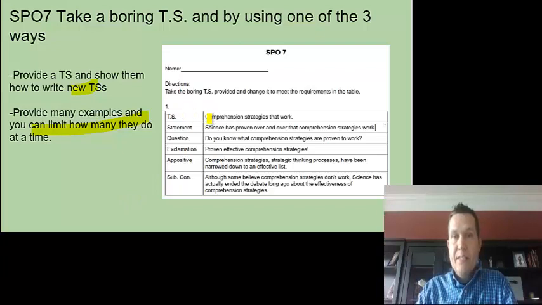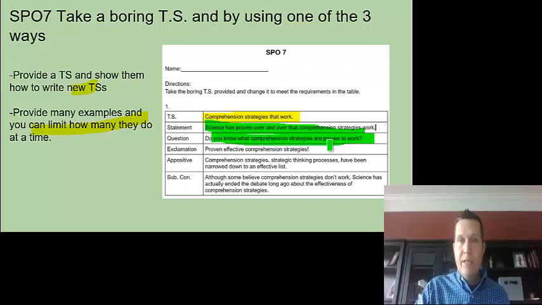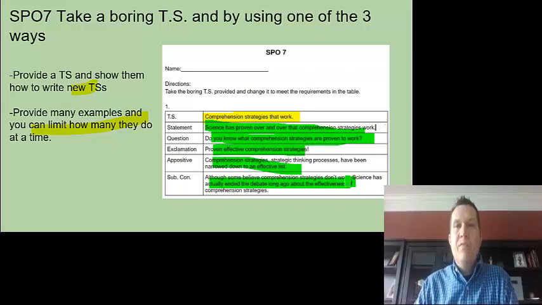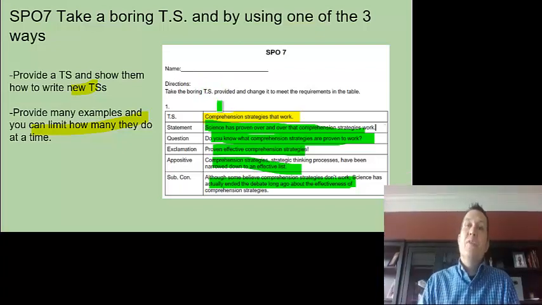So in this example, you're going to see the topic sentence, comprehension strategies that work. The rest of these would be blank. What I have in green would actually be blank. The kids would not have any of this right here. I filled this in just so you'd see it as an example. So you would only provide the yellow there. Then the green, the students are going to actually have to provide. They're going to have to rewrite it.